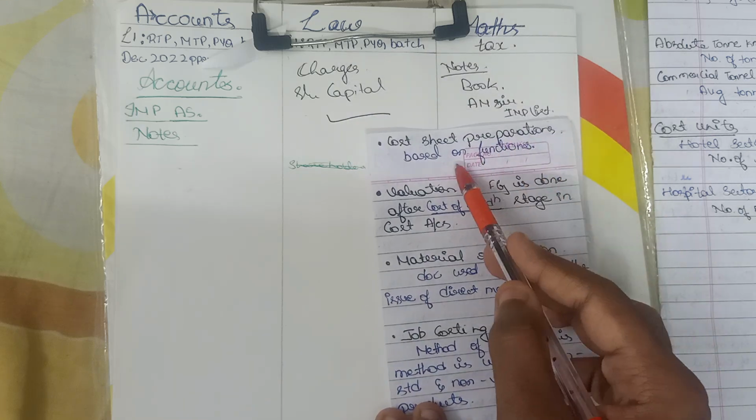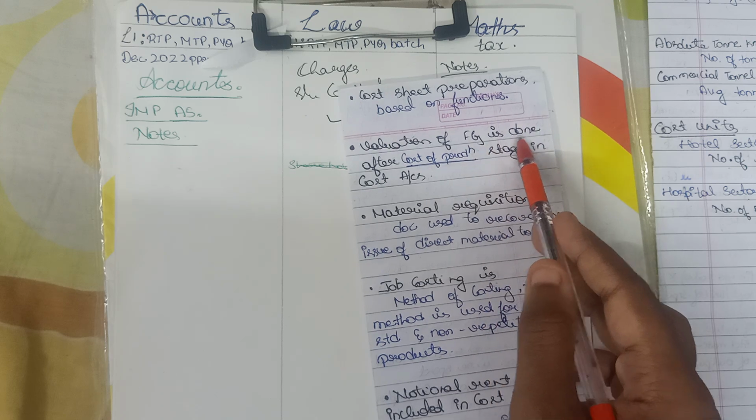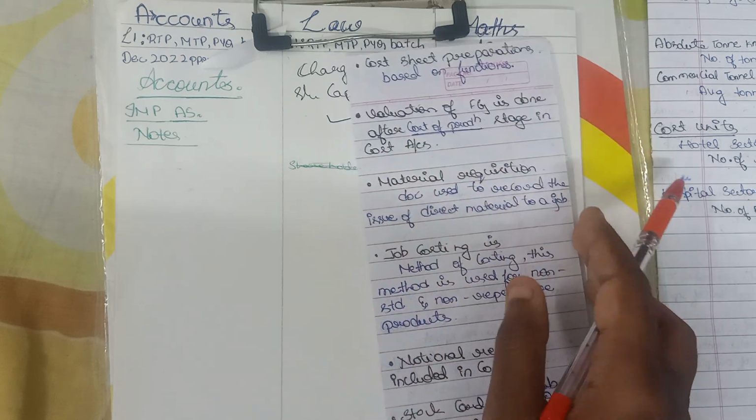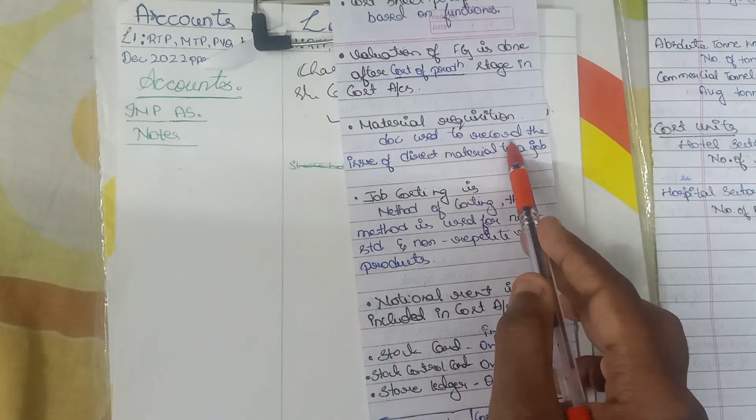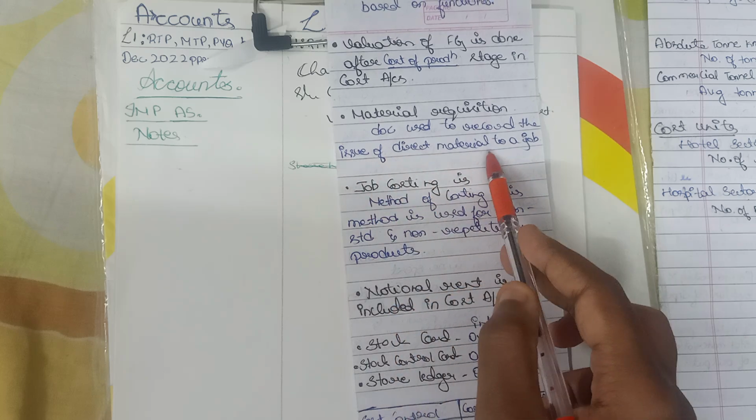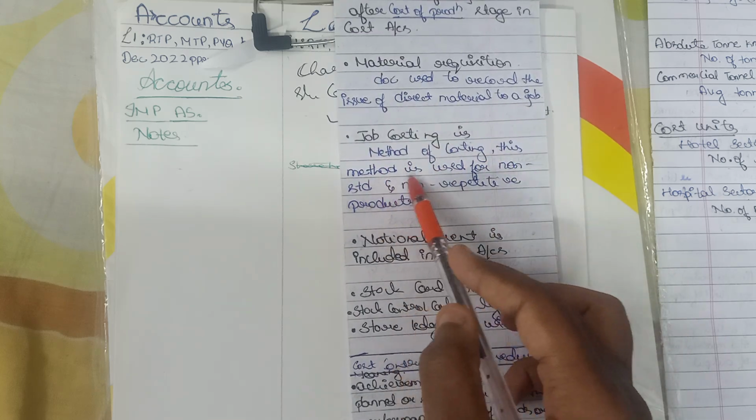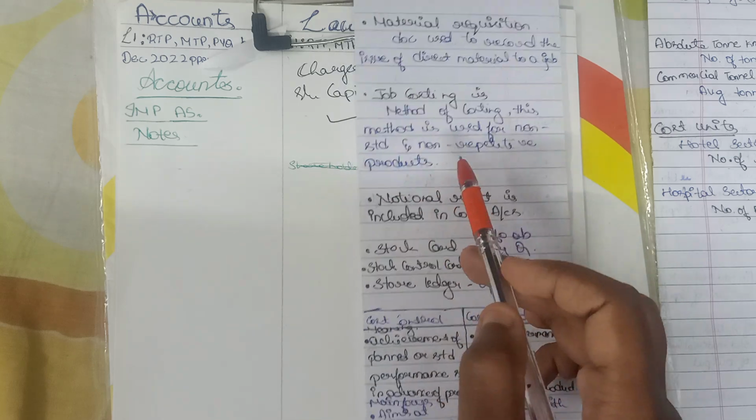Cost sheet preparation is based on functions. Valuation of finished goods is done after the cost of production stage in cost accounting. Material requisition: documents used to record the issue of direct material to a job. Job costing is a method of costing. This method is used for non-standard and non-repetitive products.